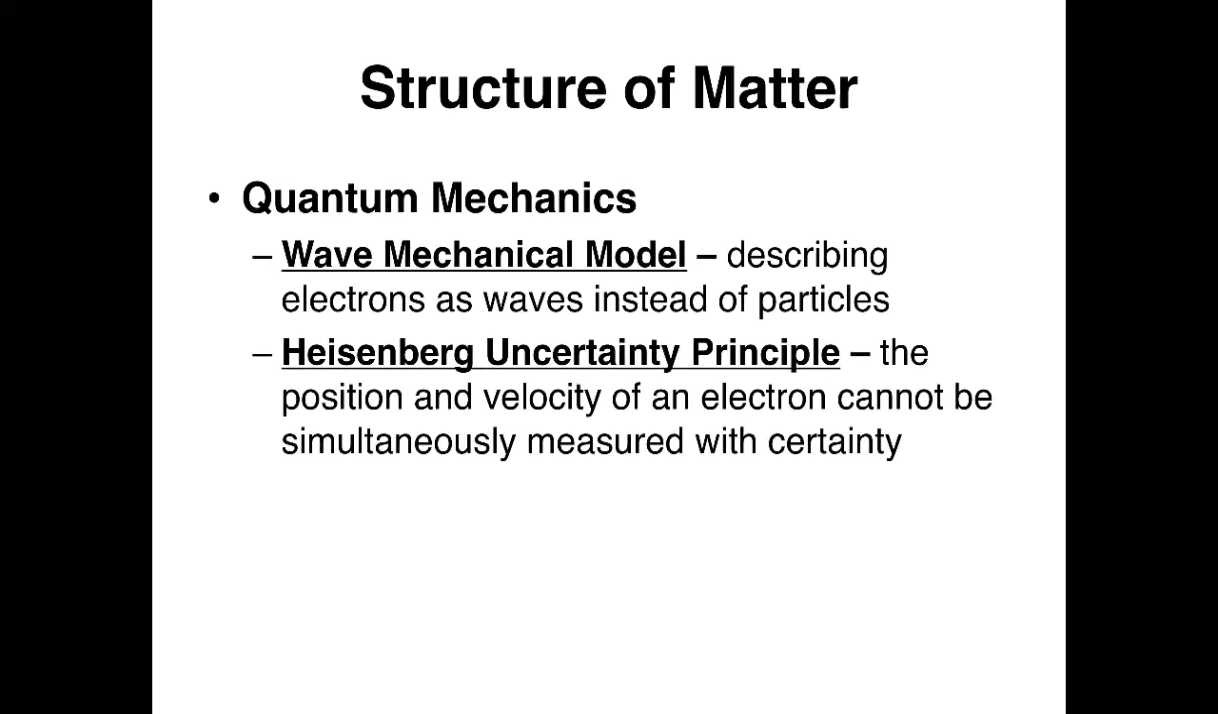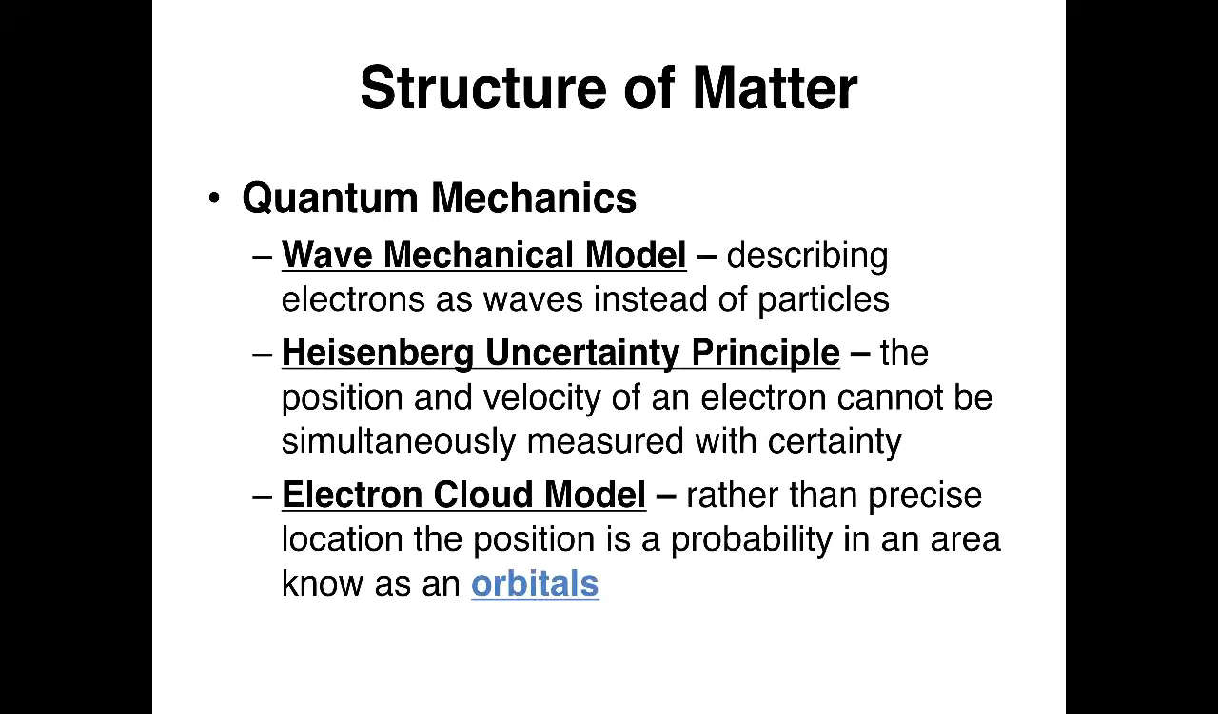The Heisenberg uncertainty principle is a principle relative to electrons that states that the position and velocity of an electron cannot be simultaneously measured with certainty. Now, what that means is that you cannot know where an electron is and how fast it is moving at the same time. You can know where it is, and you can know how fast it's moving, one or the other, but you cannot know both. And this uncertainty is a very important part of the electron modeling system.